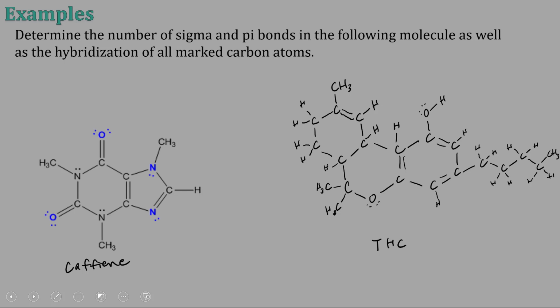All right, so I drew some really big molecules here. The first one here on the left is caffeine. And we want to determine the number of sigma and pi bonds in the molecule, as well as the hybridization of all marked carbon atoms. I didn't mark any carbon atoms yet, but I'm going to go ahead and do that.